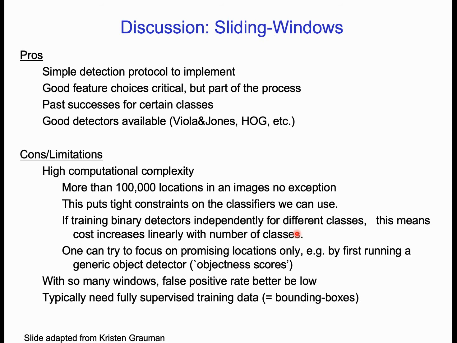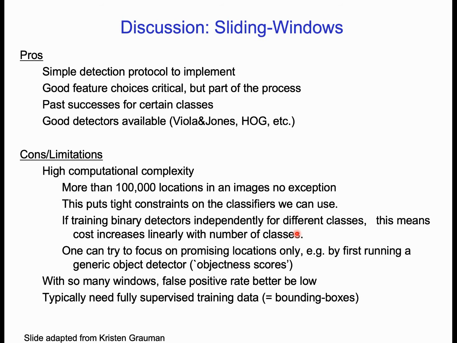Training detectors is independent for different classes. This means that if I'm interested in detecting multiple objects in the image, then I need to train multiple binary classifiers. That costs both in training time, but also in test time, because I have to run them successively.